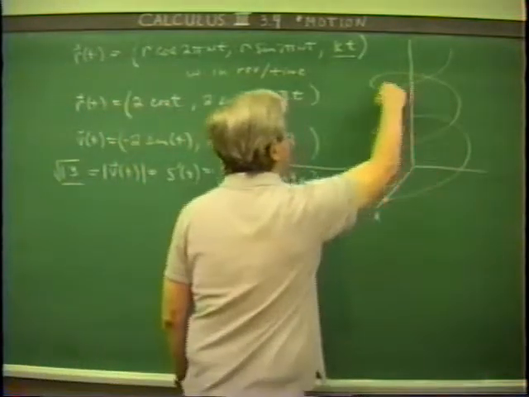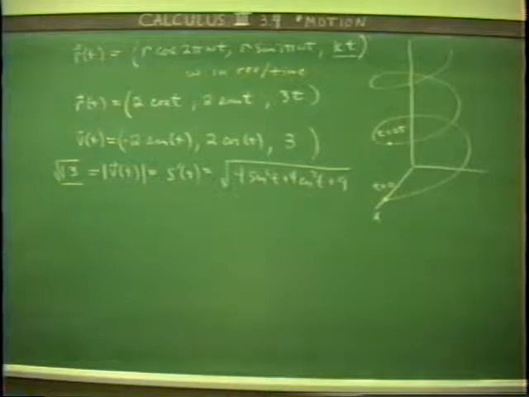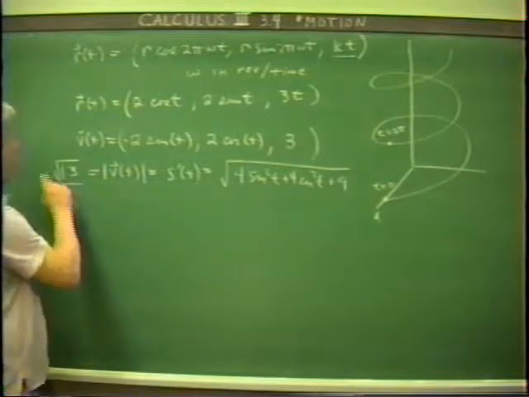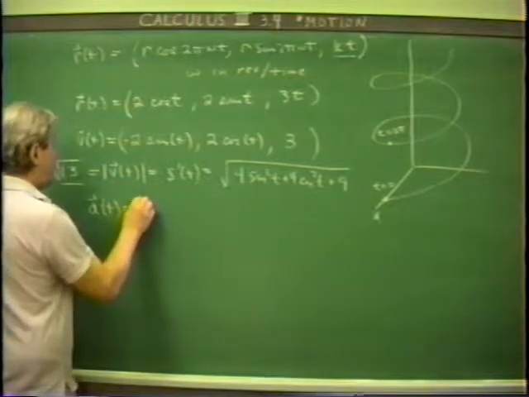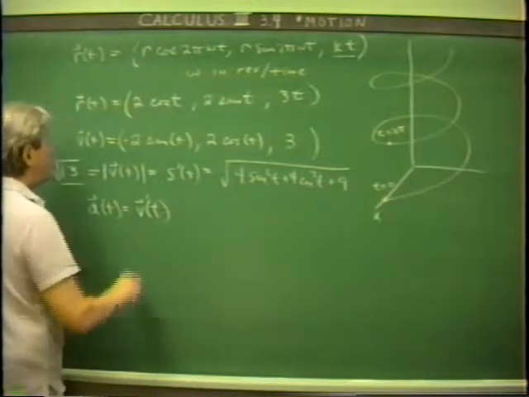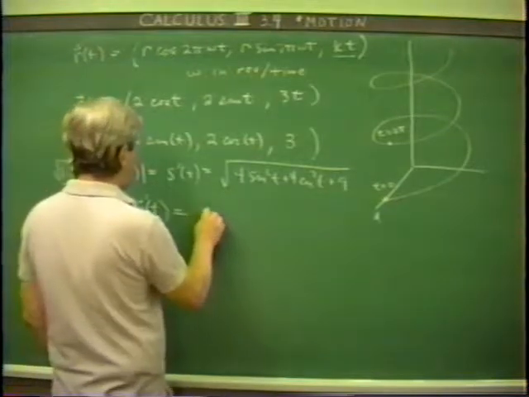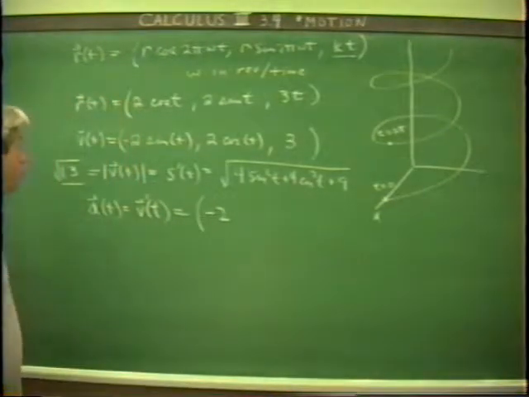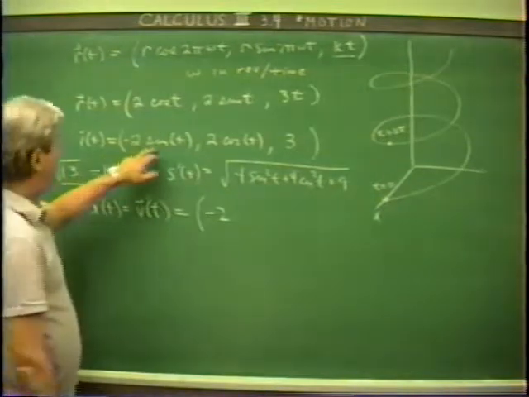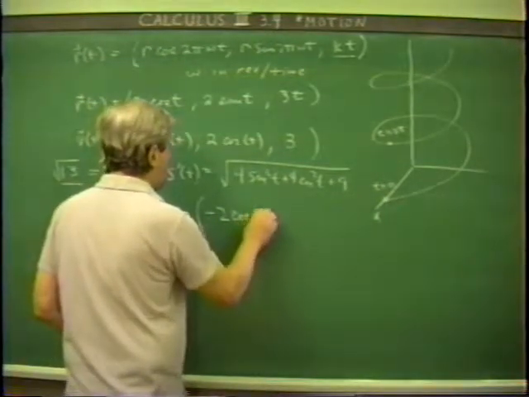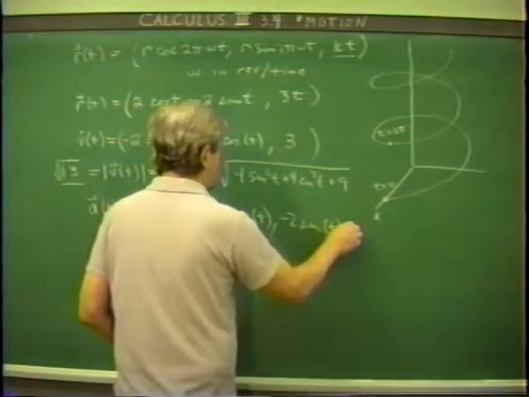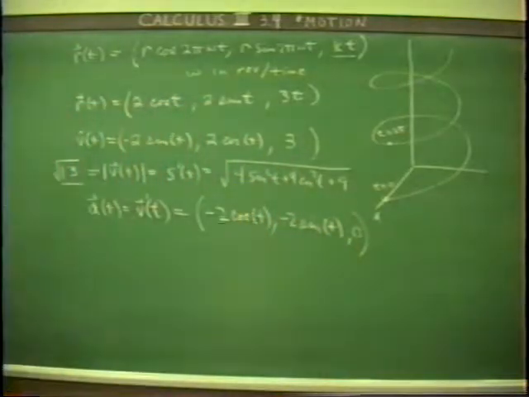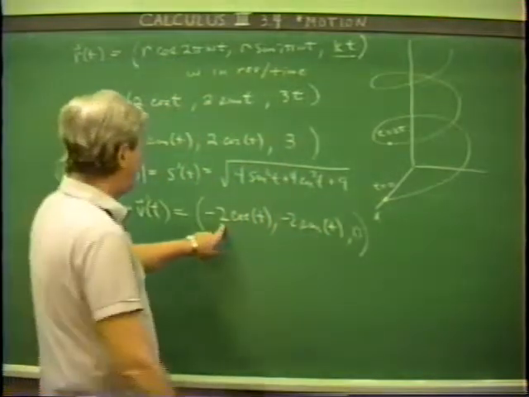So what this indicates is that the spiral motion here is taking place with a constant speed of square root of 13. Let's take a look at the acceleration. This is the derivative of the velocity function, which is going to be equal to minus 2 times the derivative of sine, which is cosine, so cosine of t, minus 2 sine of t, derivative of 3 is 0.